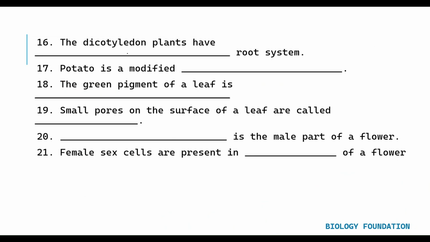Dicotyledon plants have dash root system, tap root system. Potato is a modified stem because potato is the tuber part, which is the edible part, and it is modified stem. The green pigment of a leaf is chlorophyll. This we were discussing from unit 1. Small pores on the surface of leaf are called stomata. These stomata help in transpiration.